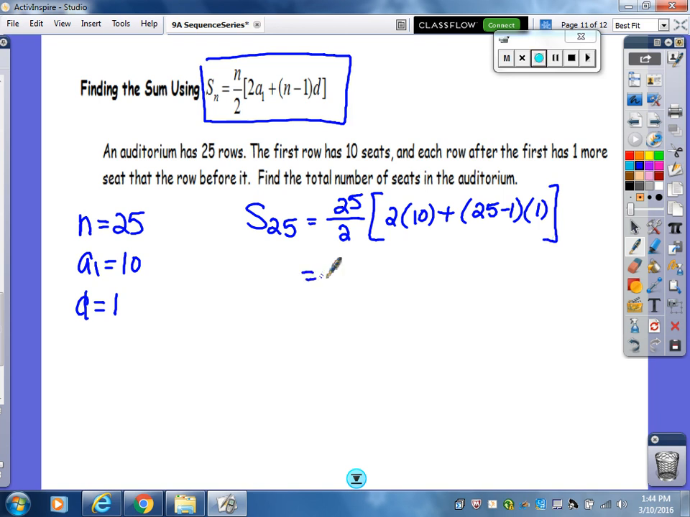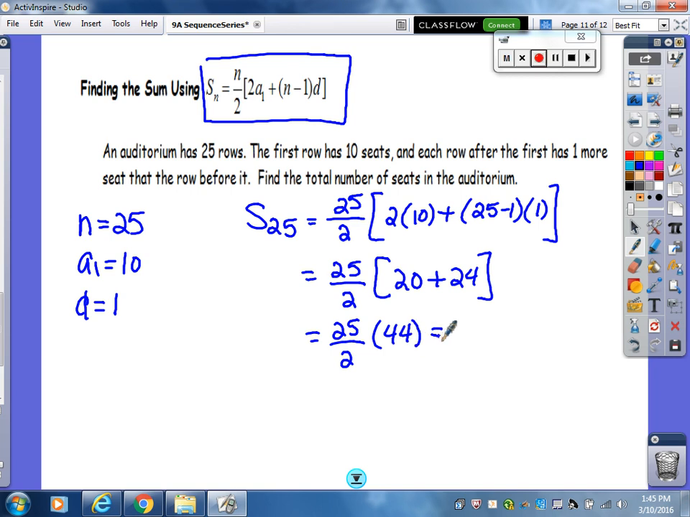Let's start cleaning it up. So 25 over 2 times 20 plus 24, which gives you 44. So 25 over 2 times 44, which is going to give you 550 seats in the auditorium.